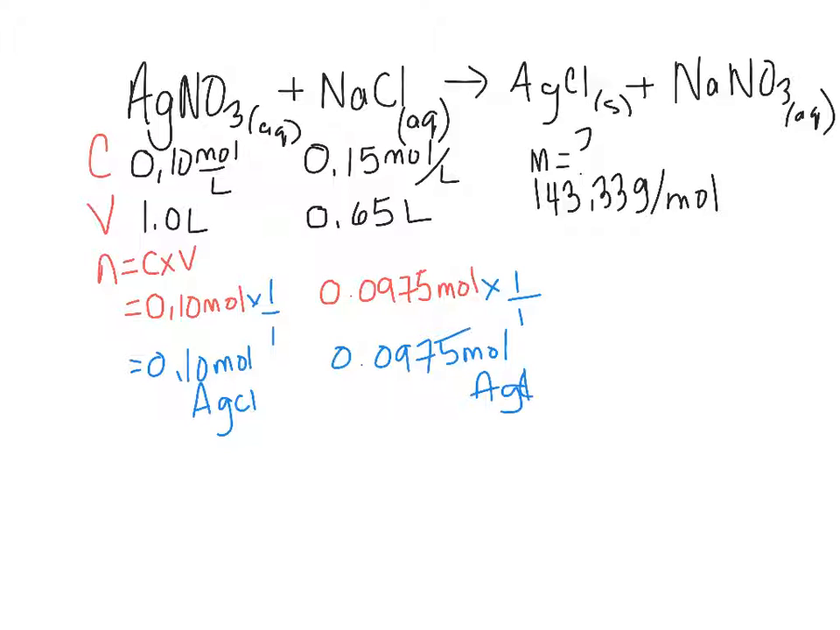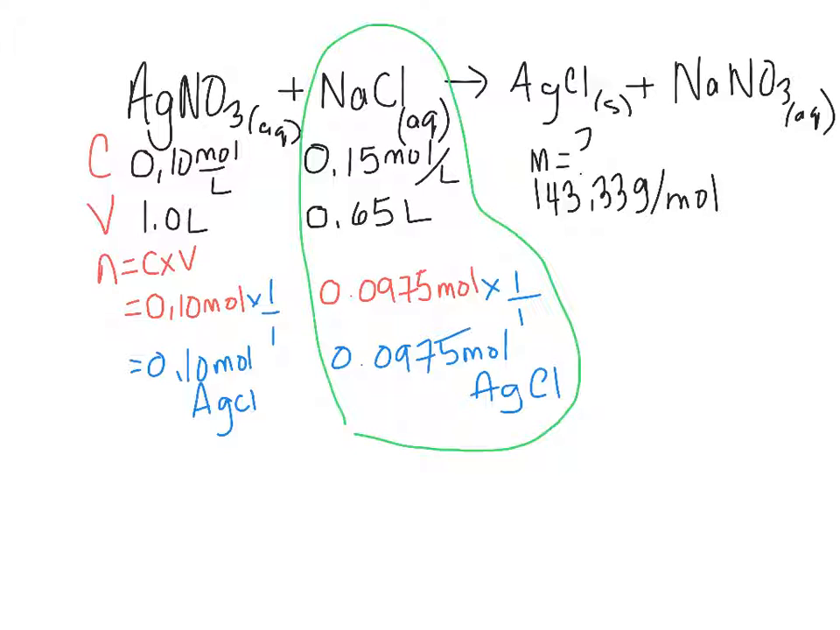Okay, so which one of these two numbers is the smallest? The small number is NaCl. Yep, the smallest number came from sodium chloride. So that means NaCl is our limiting reagent. And we take this number of moles and we multiply it by 143.33 to figure out the theoretical yield or the maximum mass.